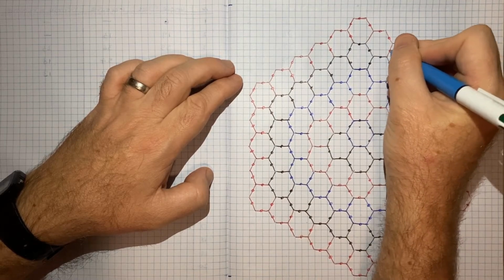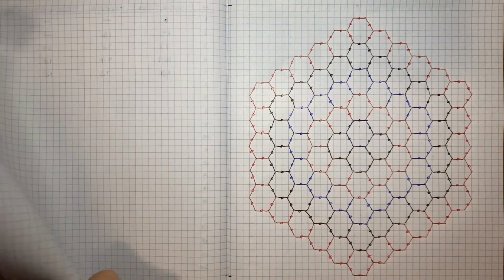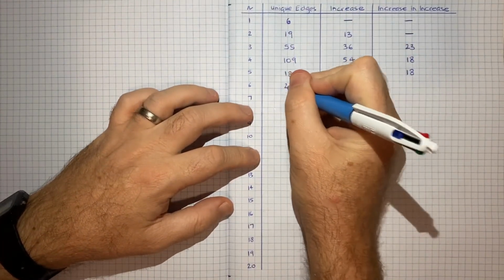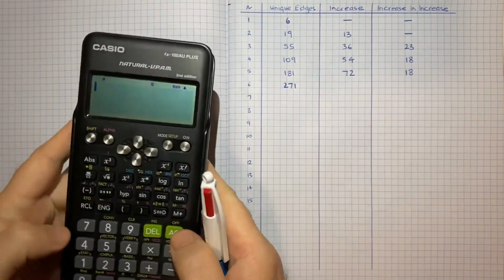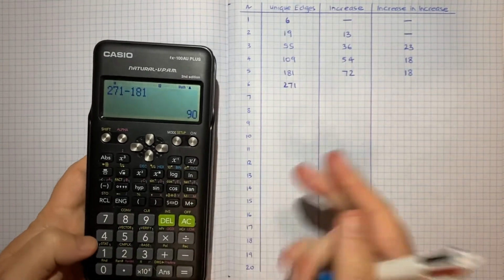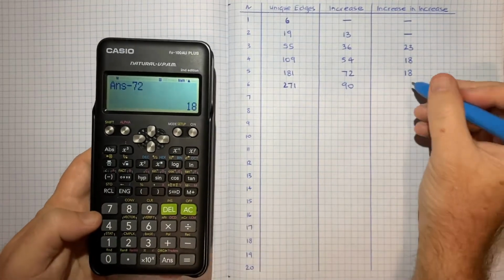269, 270, 271. Okay. You hope you haven't missed any there. 271. Let's have a look. 271 minus 181 is 90. 90 minus 72, looking good.